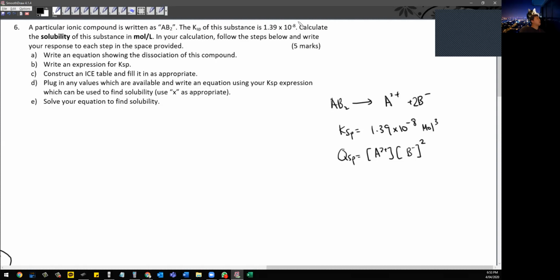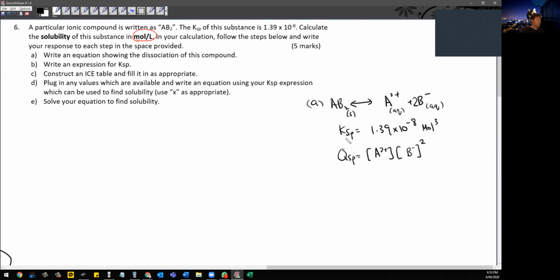Anyway, calculate the solubility of this substance in moles per liter. So we want to know how much of this dissolves per liter. In your calculation, follow the steps below and write your response. Write an expression showing the dissociation of this compound. So that's this one here. Don't forget to put solid there and aqueous there and aqueous there. So that's question A. Now write the expression for Ksp.